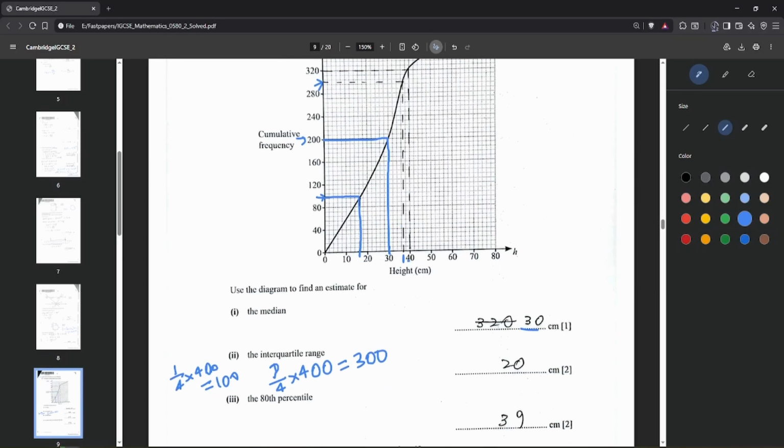So 37 minus 17 will be the IQR, which is the interquartile range. So 37 minus 17 is equal to 20.